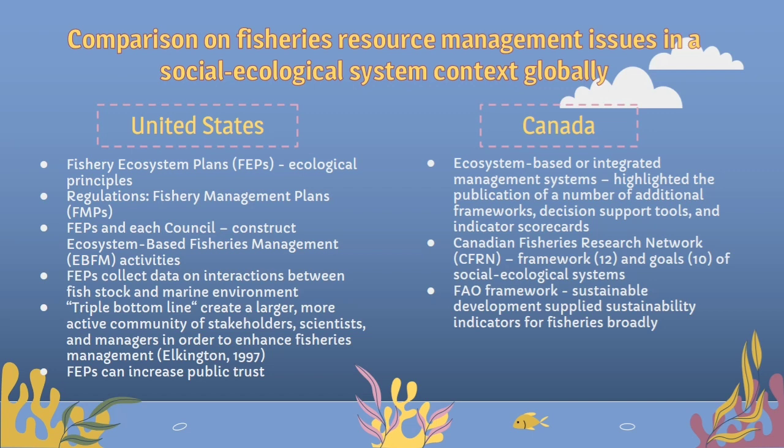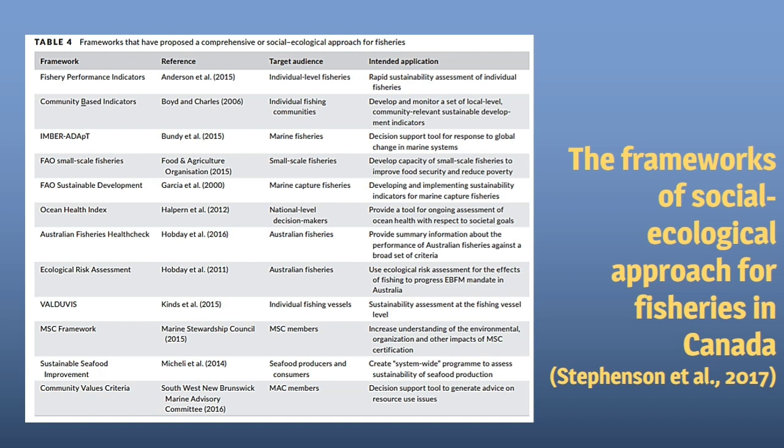Meanwhile, in Canada, they use an ecosystem-based or integrated management system, which highlighted the publication of a number of additional frameworks, decision support tools, and indicator scorecards. The Canadian Fishery Research Network may use 12 frameworks with 10 goals of the social-ecological system. By this, they collaborate with an FAO framework for sustainable development, supplying sustainability indicators for fisheries broadly. So this is the framework that has been used for the social-ecological approach for fisheries in Canada.